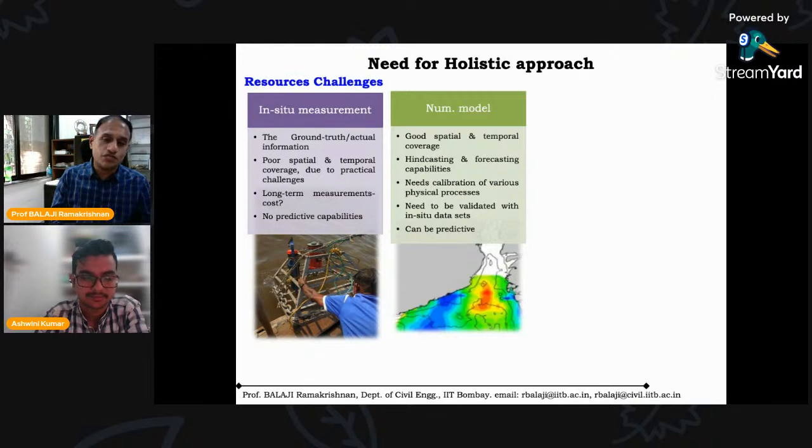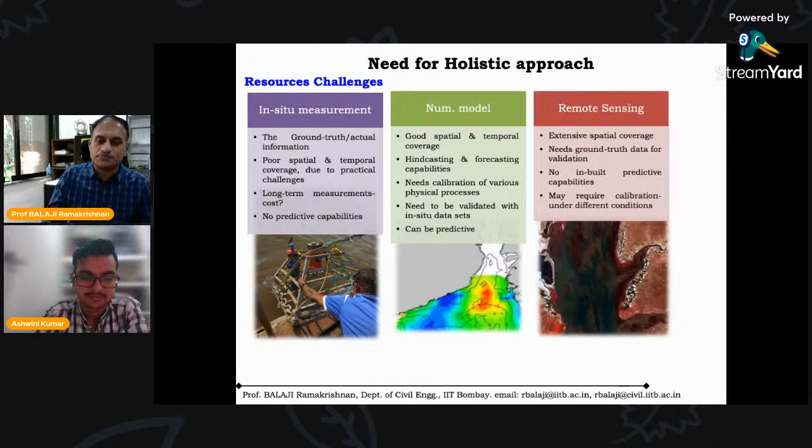But the advantage of using a numerical model is that it can go back in time and you can also go ahead of time. It can be used as a predictive model. It can even be used as a hindcasting model. So you can go back and forth in time, and that is not possible with in-situ measurement. You can measure only what is happening right now.